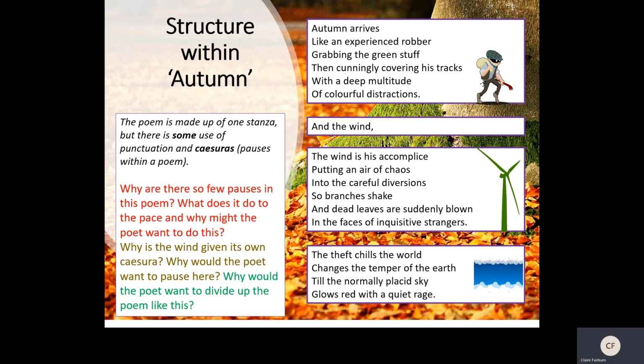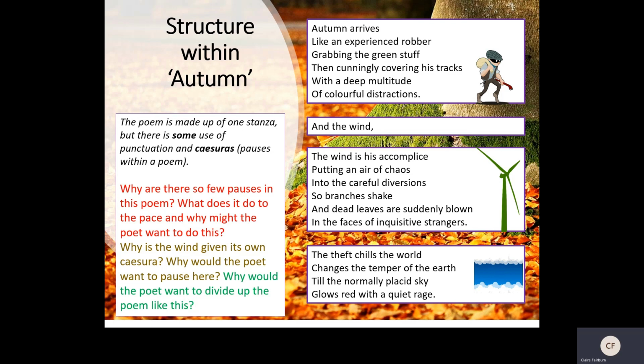So let's answer these questions here. Why are there so few pauses in this poem? What does it do to the pace? And why might the poet want to do this? Why is the wind given its own caesura? Why would the poet want to pause here? And why would the poet want to divide up the poem like this?